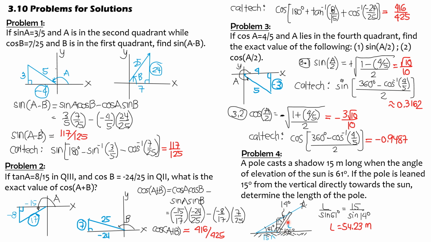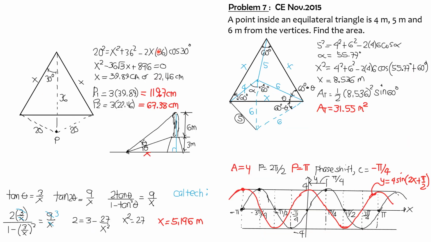Then to solve for the length of the pole, this is the shadow, 15 meters long. We have to apply sine law, so L over sine 61 degrees equals 15 over sine 14 degrees. So solving for L is 54.23 meters.